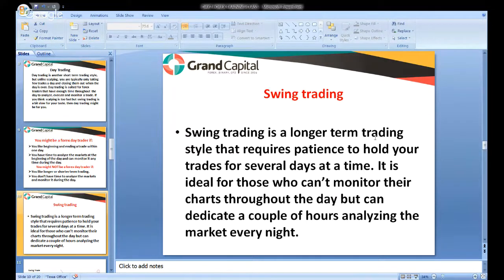Swing trade is a long time trading style that requires patience to hold your trade for several days at a time. It is ideal for those who cannot monitor their charts throughout the day but can take a couple of hours analyzing the market every night. So you can see this is a very simple one, and it's good for people that are working, that during the day have no time to analyze the market to place trades. You know quite well that forex trading is a 24 hour business activity.